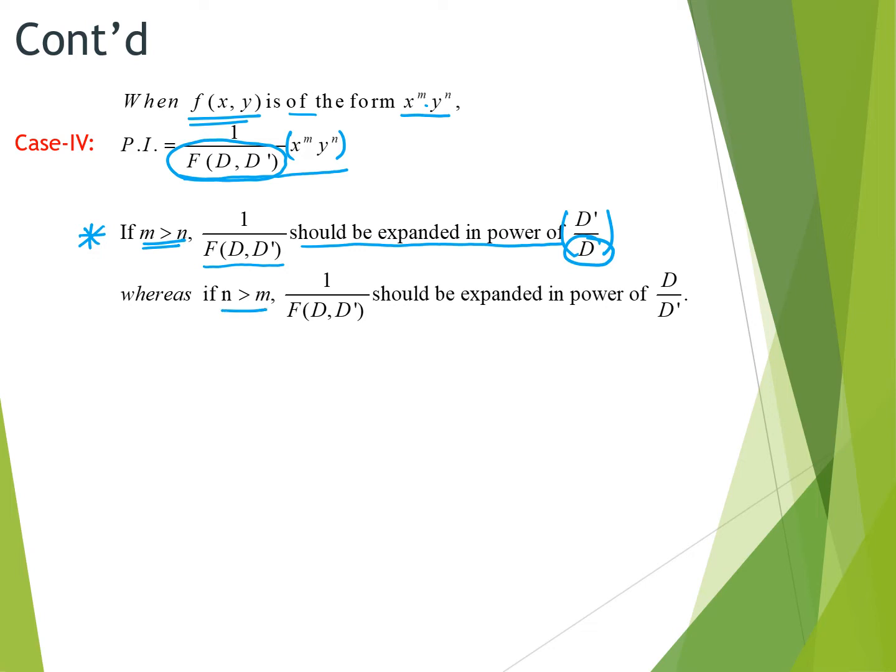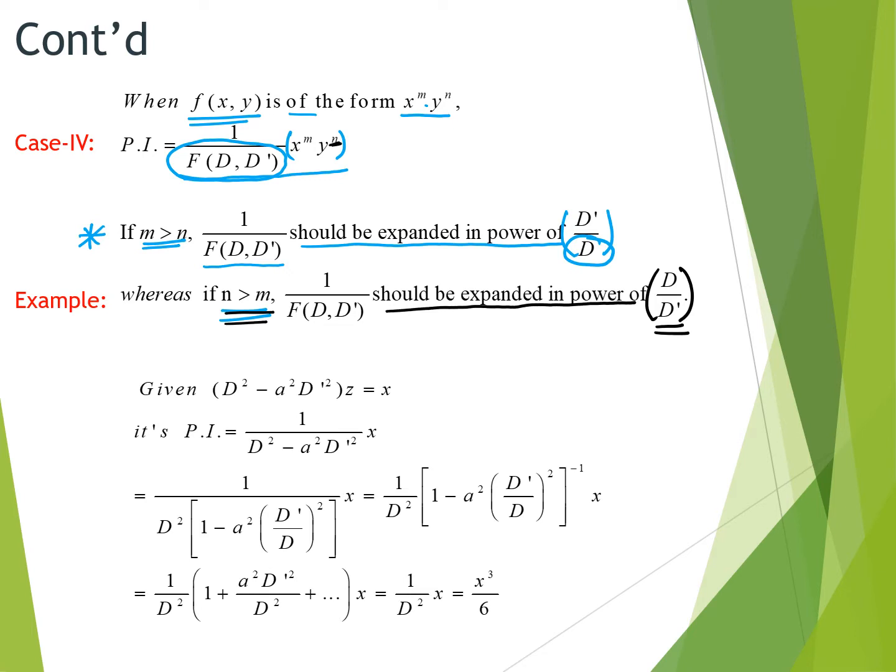If n is greater than m, that means the power of y is greater than the power of x, then we should expand binomially in powers of D over D'. That means we have to take D' as a common from the denominator.